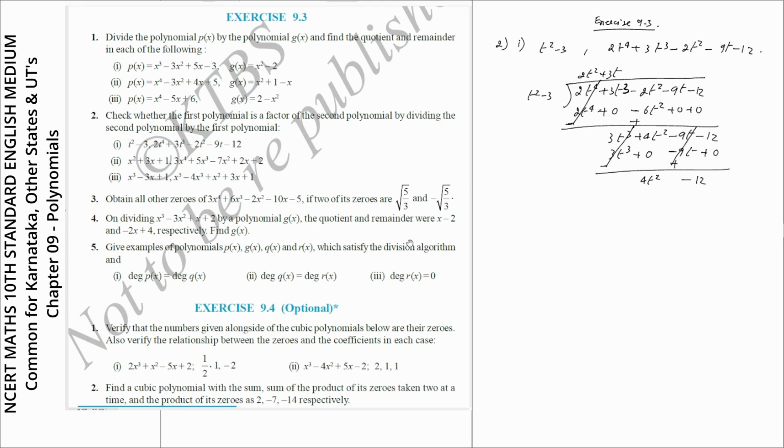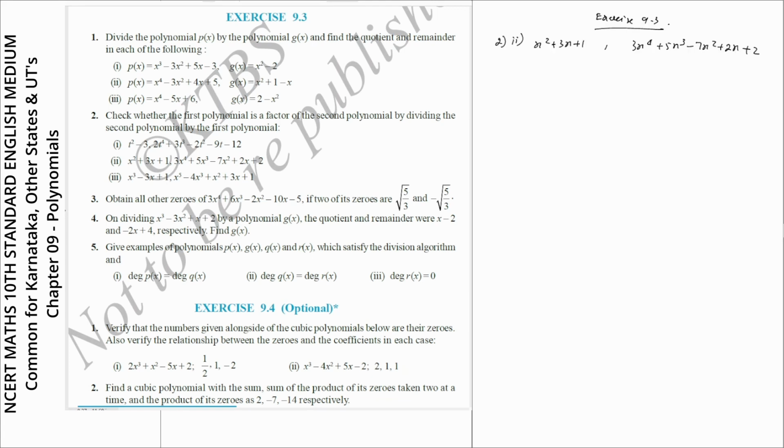Now if I multiply by plus 4 into t square is 4t square. Then 3 4s are 12, minus 12. So I'll get 0. So it's divisible. So what was the question? Check whether the first one is a factor. Yes. T square minus 3 is a factor of 2t power of 4 plus 3t cube minus 2t square minus 90 minus 12.